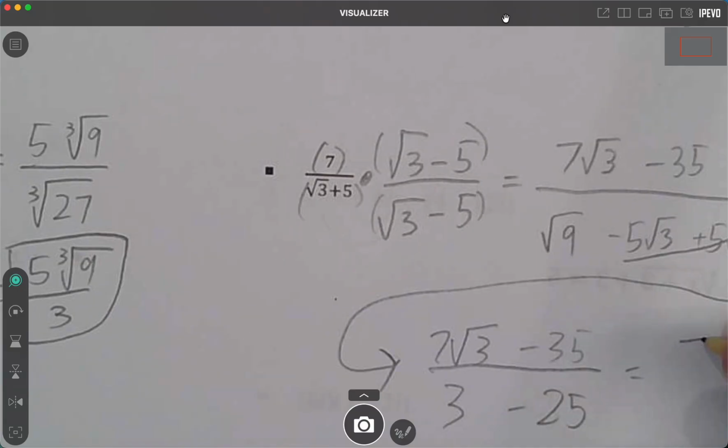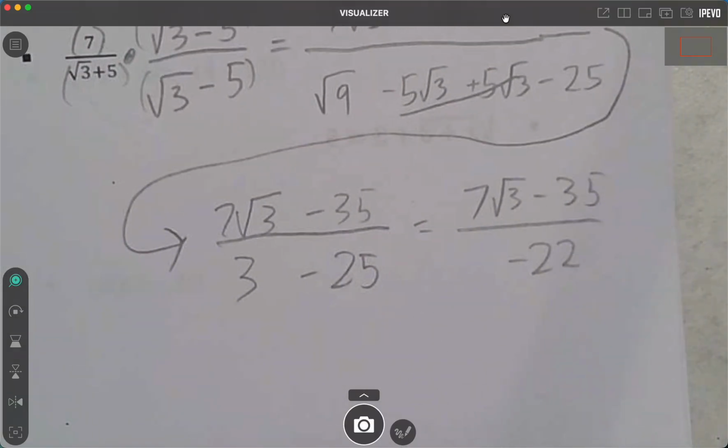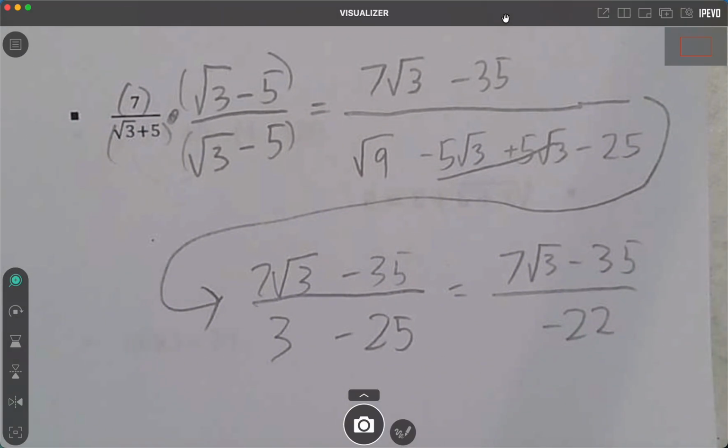So now I have 7 root 3 minus 35 over negative 22 when I deal with those. Oops, sorry, I know that got cut off, my bad. So let's just review that again.